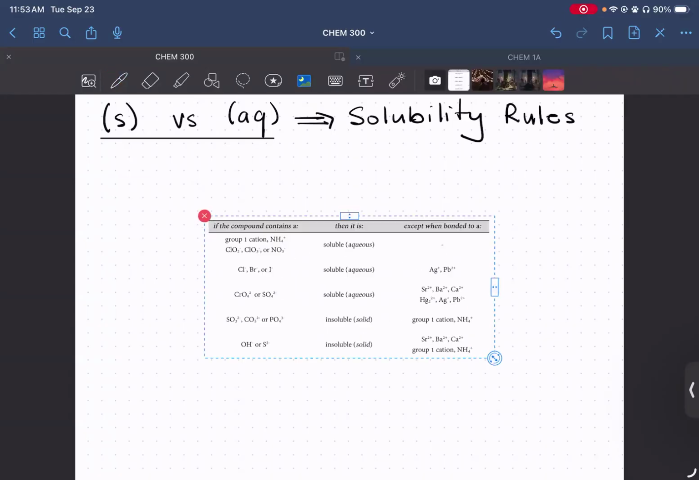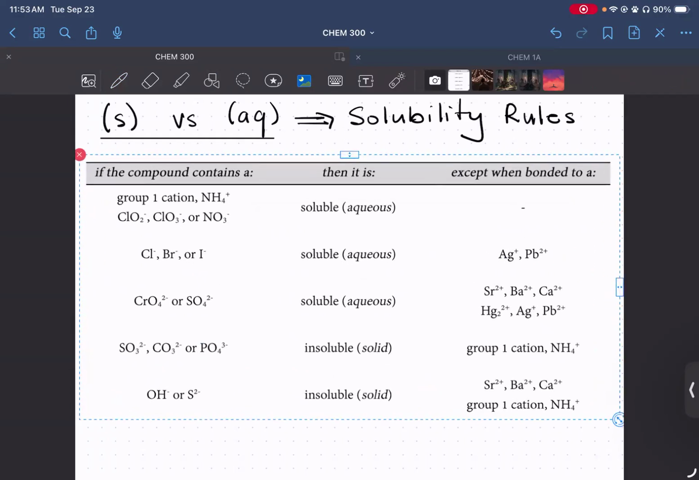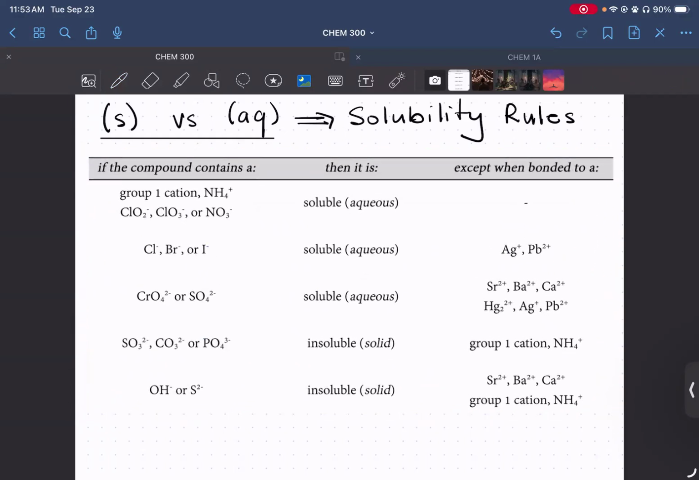That handout that was given to you, the first page is our table of solubility rules. Now I'm going to make something clear. You will be given this table as part of the exam booklet. It's going to be a reference sheet, just like the periodic table. So you do not need to memorize this table, but you do need to know how to use it.